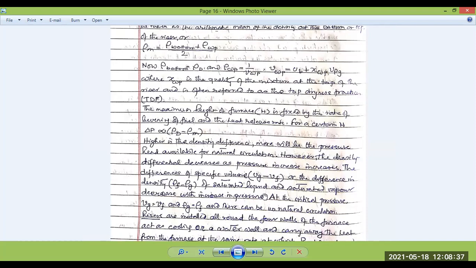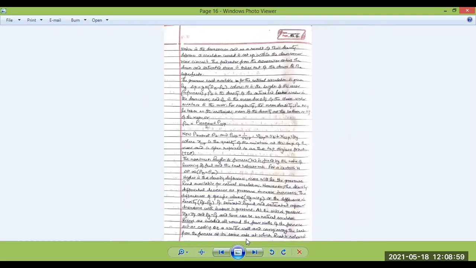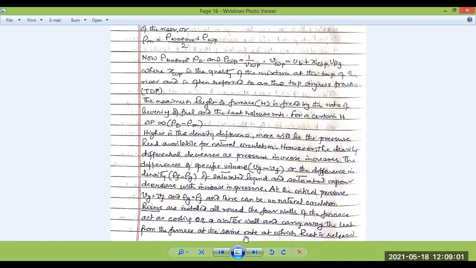At the critical pressure, Vg is equal to Vf and rho g is rho f. So there can be risers installed all around the four walls of the furnace. They act as a cooling or water wall and carry energy.